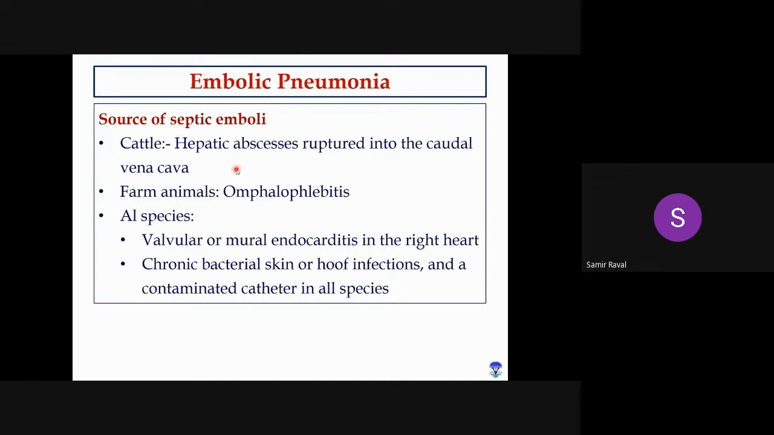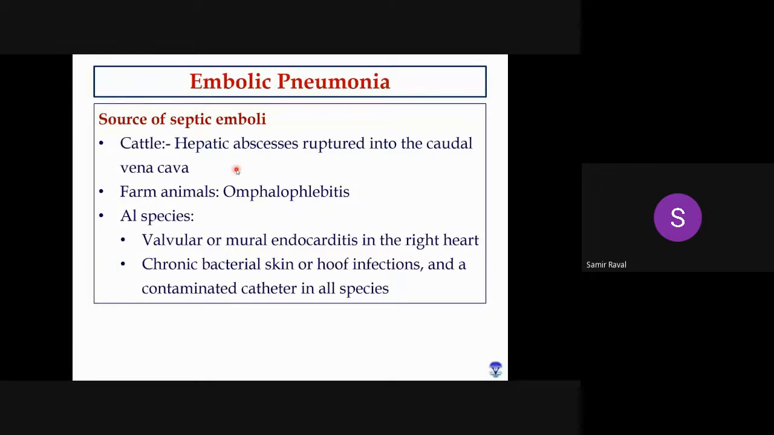In the majority of the other species, generally valvular or mural endocarditis of the right side heart, because from the right side heart this blood will reach into the lungs, right? So whenever there is a blood heart valve that gets injured, many a time bacteria will settle down on the injured valve and replicate at the site. So many times we will use the word vegetative endocarditis.